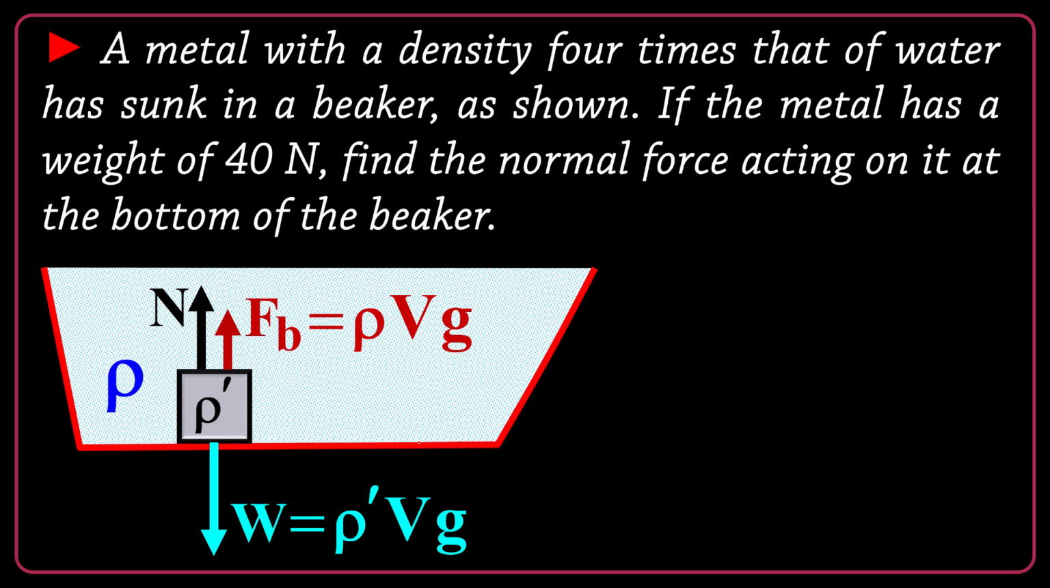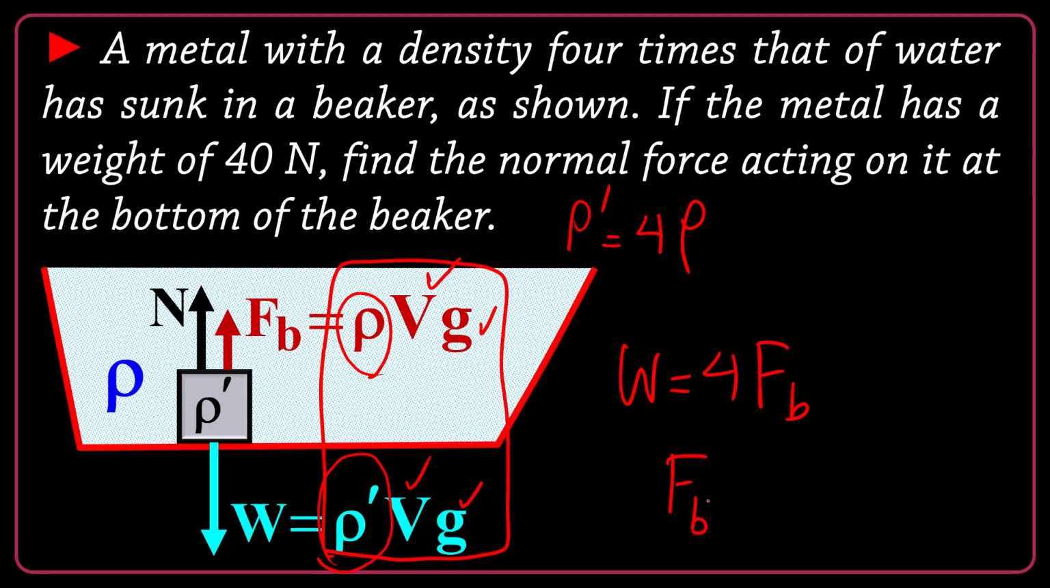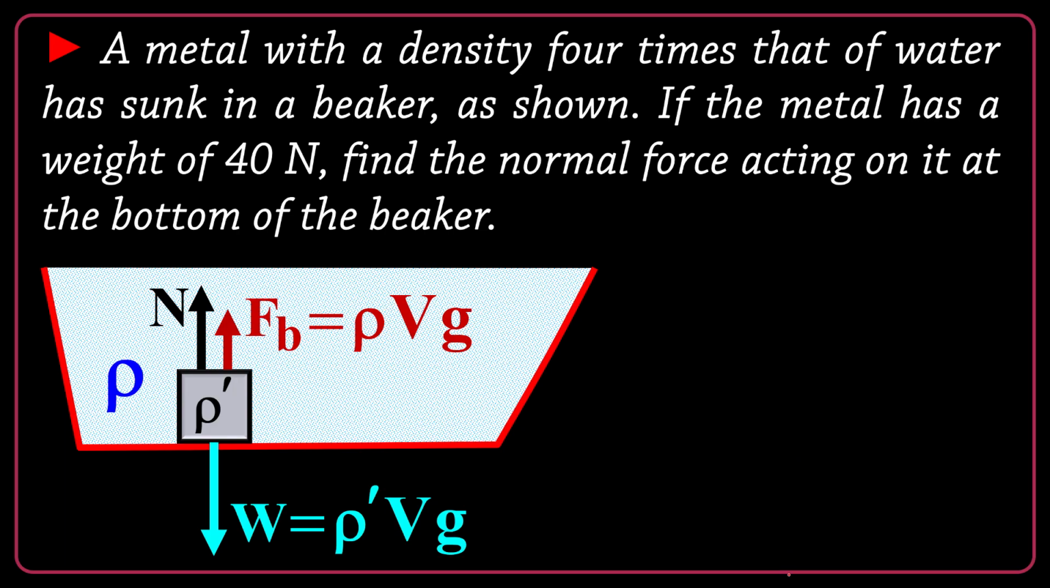Okay, now let's continue like that. We know that rho prime is 4 times of rho. Compare these two relations. V is the same V, G is the same G. If rho prime is 4 times of rho, so W is 4 times of the buoyancy force. So I believe that the buoyancy force is W over 4, a quarter of the weight. Good. So buoyancy force is a quarter of weight.